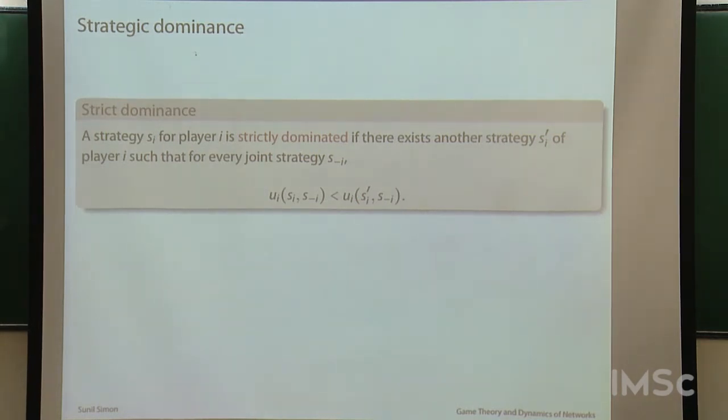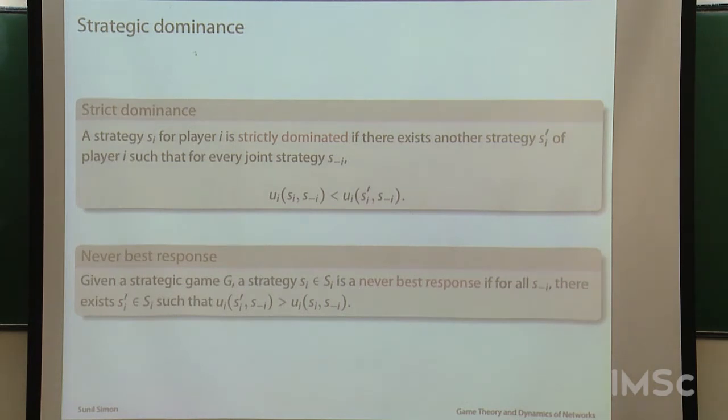Now let me generalize this a little bit, and define a different notion which is slightly weaker. It's called never best response. Given a strategic game G, a strategy SI is a never best response if for all strategies of the other players, there exists a strategy SI prime for player I such that SI prime gives you better.